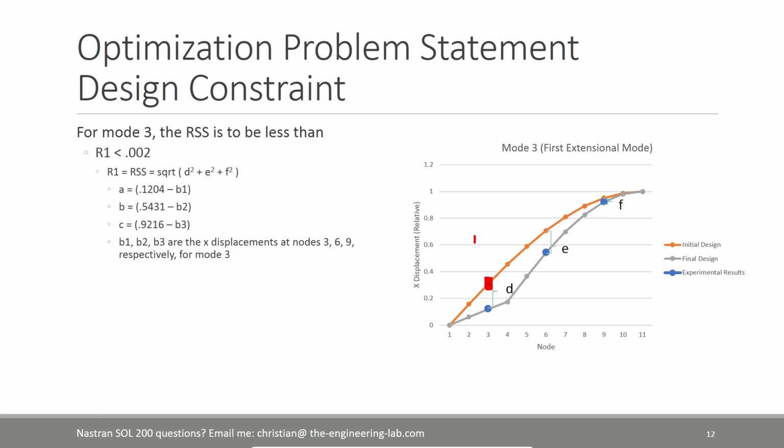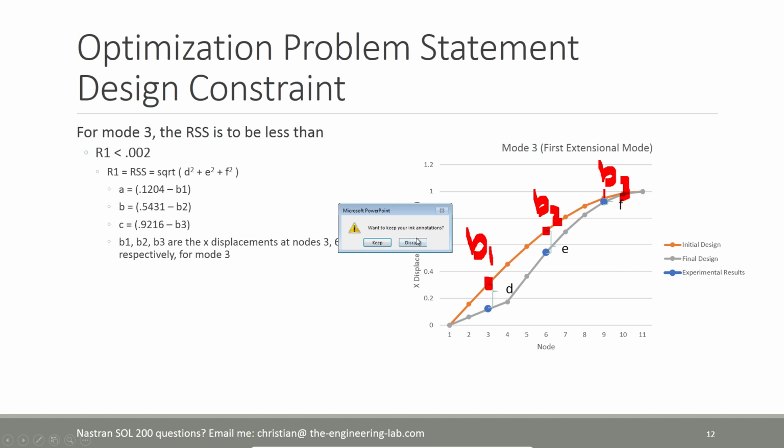This point here will be defined by B1. This point here will be defined by B2. And then this point here will be defined by B3. So let's go ahead and define these three terms right now.